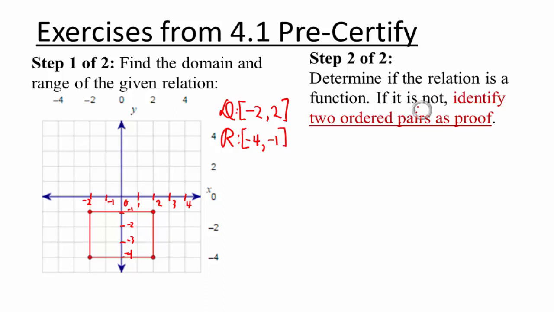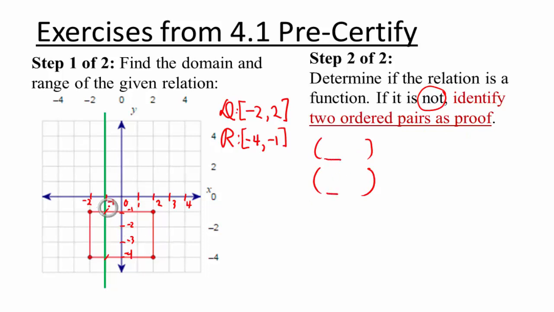Now the next question that pertains to this problem is to determine if this relation is a function or not. And if it is not, you're supposed to identify two ordered pairs as proof. Okay, so what do we use? We use the vertical line test. Here the vertical line test fails because it meets the box in 2 points. In fact, if you have the vertical line through this side, it coincides with the side of the box. So as proof that it is not a function, you have to give ordered pairs where you have the same x values.